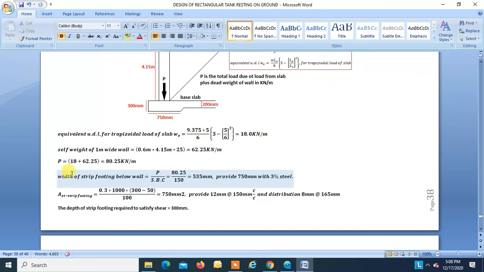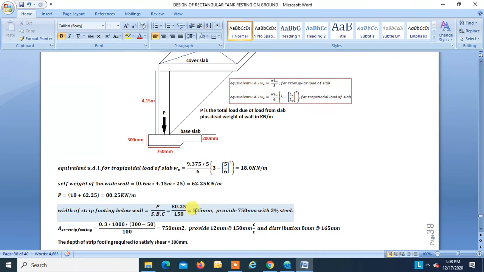For finding the width of the strip, it is P divided by SBC. SBC is 150. This is equal to 535 mm. So 535 mm width is required, but the thickness of our wall is 600. So we will provide 75 mm projection on both sides and make the width of the strip as 750 mm. 600 plus 75 plus 75 is equal to 750 mm, and we will provide a depth of this strip footing as 300 mm, which is found to be okay when checked for the shear.